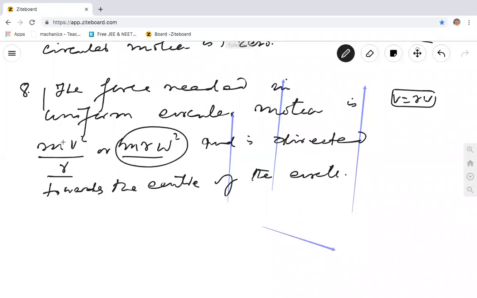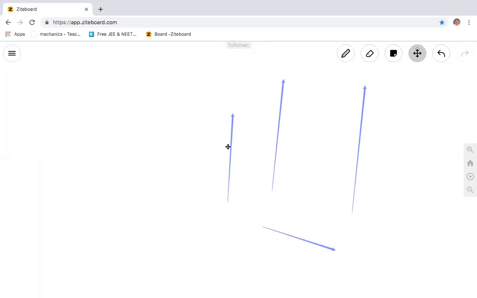Now see, you may ask me why this, how do we know this is the force? This we will prove. Okay, this we are going to prove.